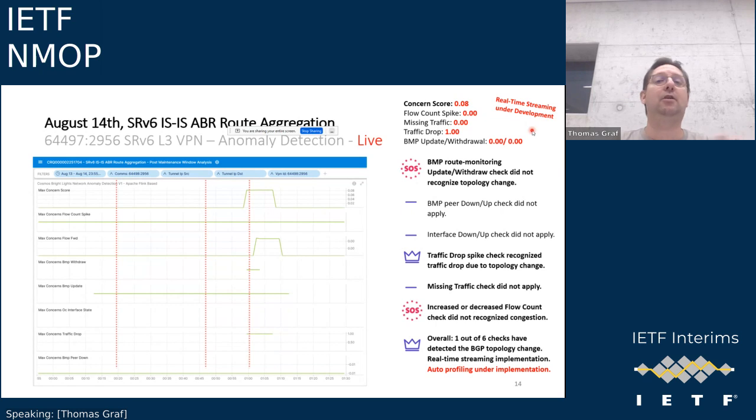So currently we have 2 versions of the system. One is on a limited POC scope where we have the full feature set, while the real-time streaming version covers all the layer 3 VPNs, which is currently around 13,000 VPNs, but some of the features like auto profiling are missing currently. And due to that, the scores are not that high. That's one reason. But from an observation perspective, we noticed the withdrawals, we noticed the drops, and also some of the missing traffic, and we were slightly elevating the overall concern scoring.